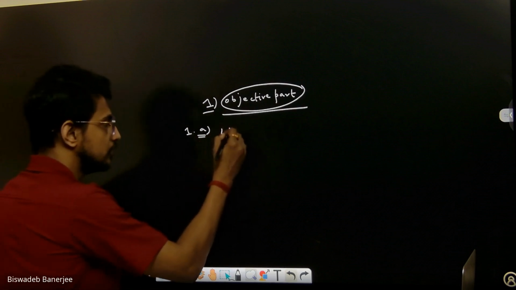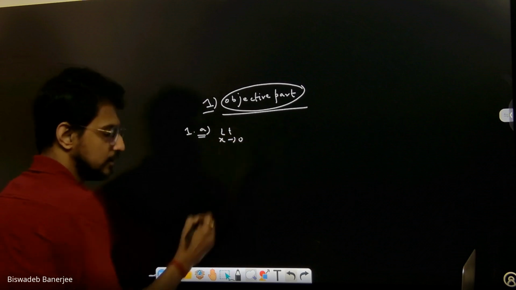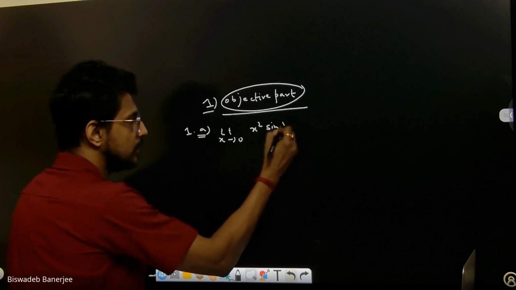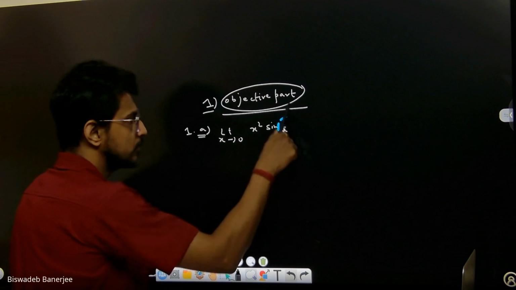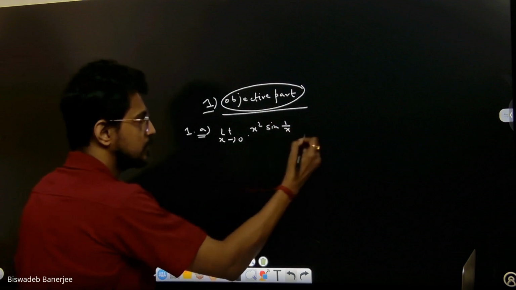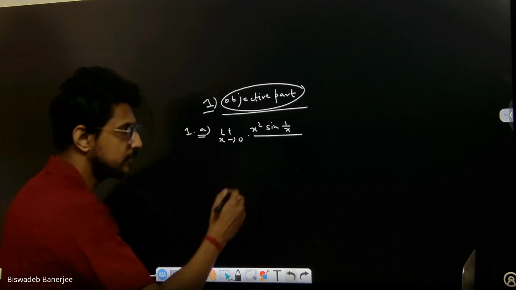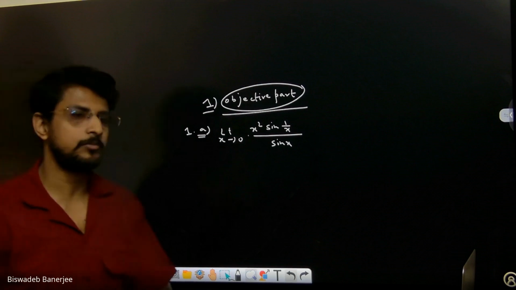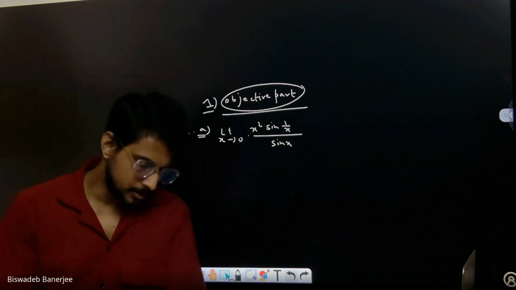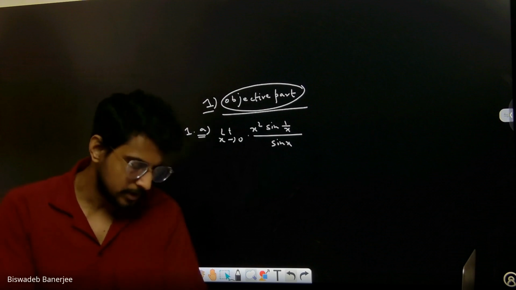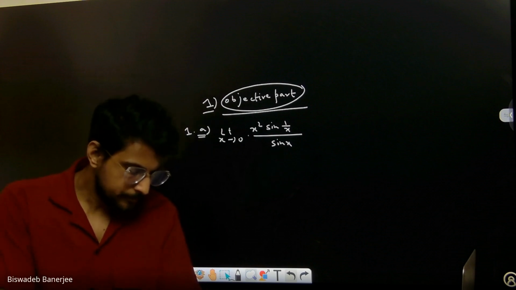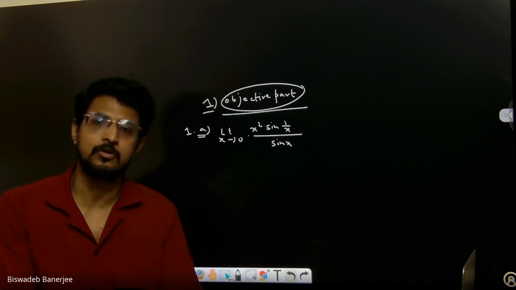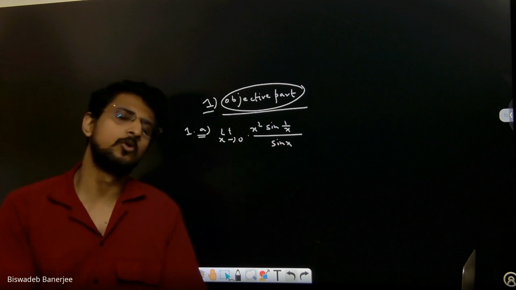Here we are required to find limit x tends to 0, x square sine 1 by x divided by sine x. That is the question. Now at first we need to solve this question. And one more thing, we have to answer whether L'Hospital's rule is applicable for this question or not.